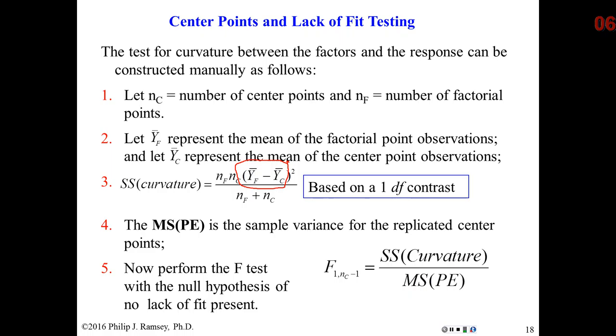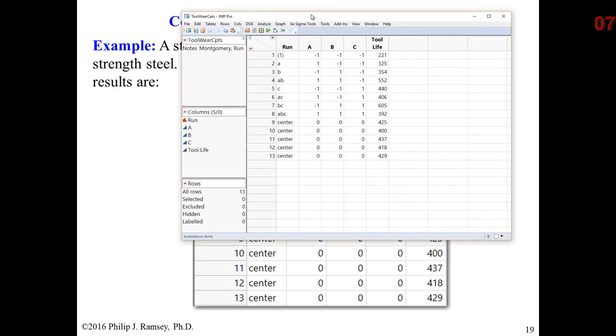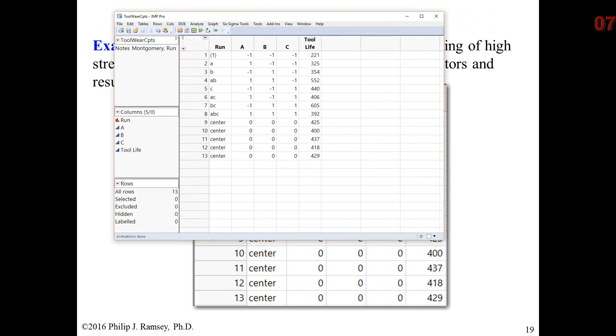So you can construct a test. And I want to point out, the JMP software does lack of fit tests automatically. It will only do them if it's possible. So it's not a request you can make. The software looks at your design structure, and if a test is possible, it will do it. So I'm going to go over to JMP and illustrate a lack of fit test.